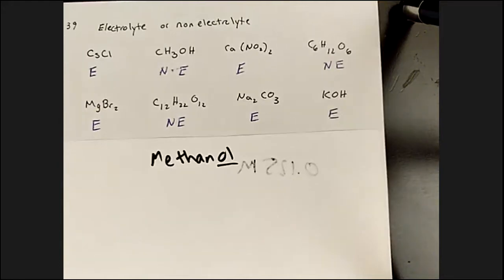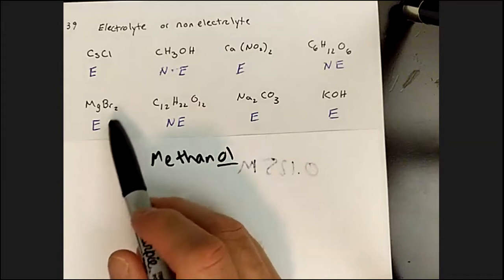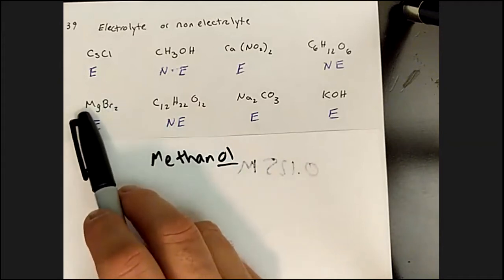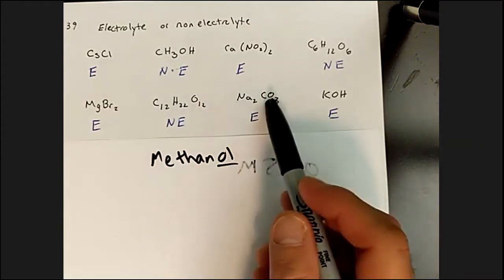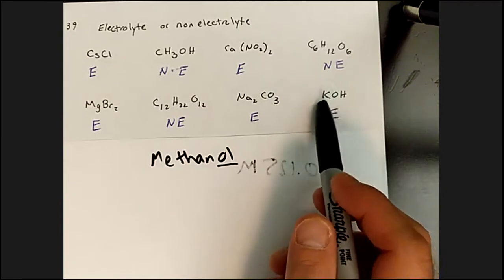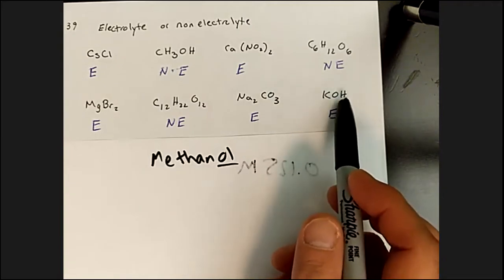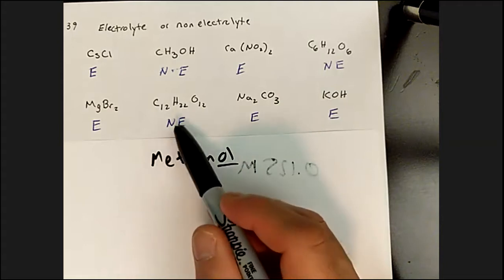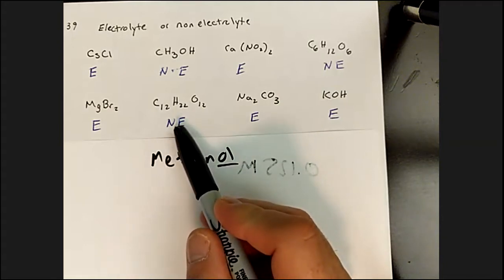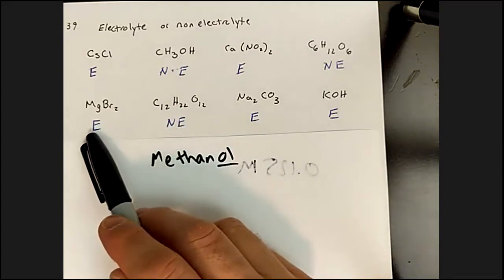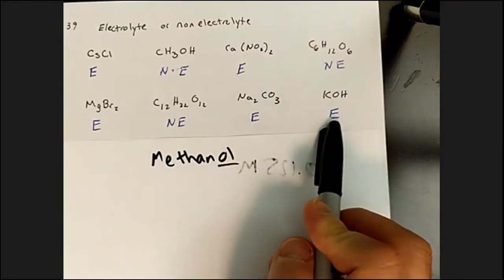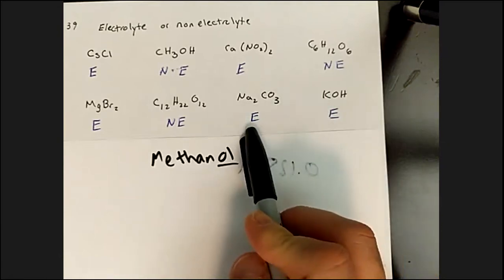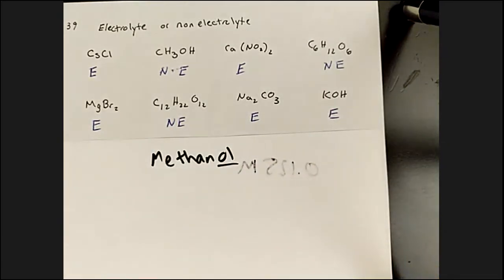Same kind of thing here with these other problems. We have magnesium bromide, a metal, non-metal ionic compound. Sodium carbonate, a metal, non-metal ionic compound. Potassium hydroxide, a metal, non-metal ionic compound. And then some other larger sugar molecule. In these problems, simply finding that they are ionic is all you really need to do in order to identify that it is an electrolyte.